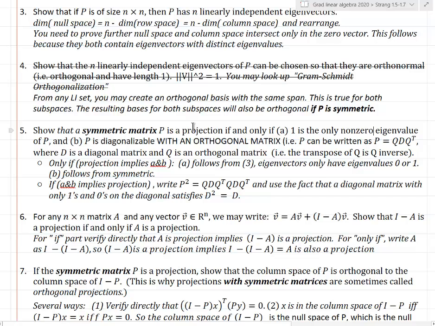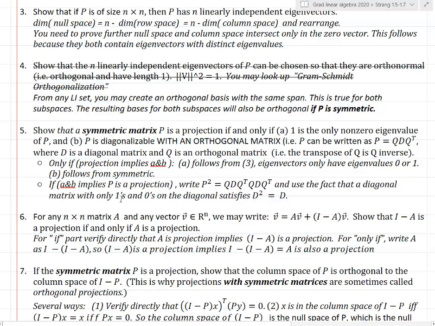Let's see if we can go backwards. The if part means that if I have conditions A and B, then it is a projection. So it implies P is a projection. All right, so let's suppose we have A and B. Well, in particular, we have B. So I can write P as QDQ transpose. So let's look at P squared and see if P squared is equal to P. P squared is QDQ transpose times QDQ transpose. Now, of course, Q transpose Q is going to cancel, and I get QD squared Q transpose.